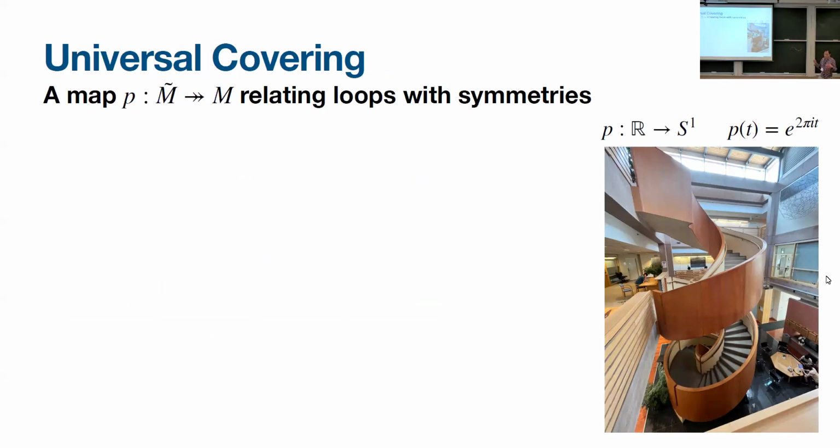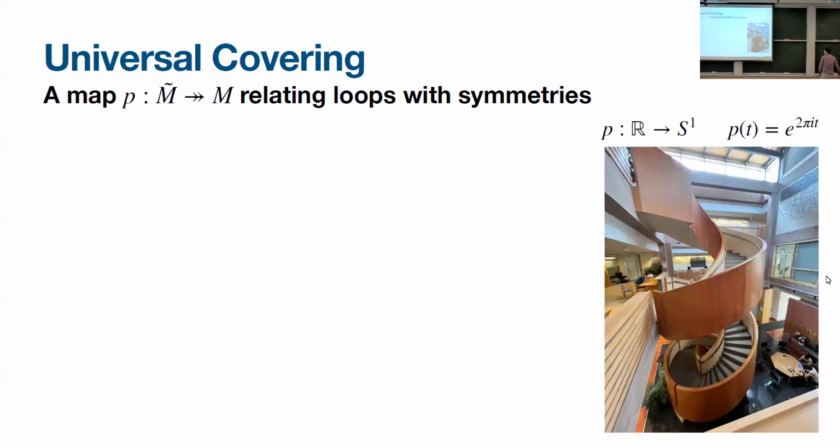So it turns out you could relate cycles on the space, loops on the space, with symmetries of some lifted space. So if M is our space, I have what's called a universal covering space, M tilde. And basically, you can relate the cycles and the loops on M with symmetries of the lifted space above M, M tilde, the covering space. So as an example, we have this staircase outside.